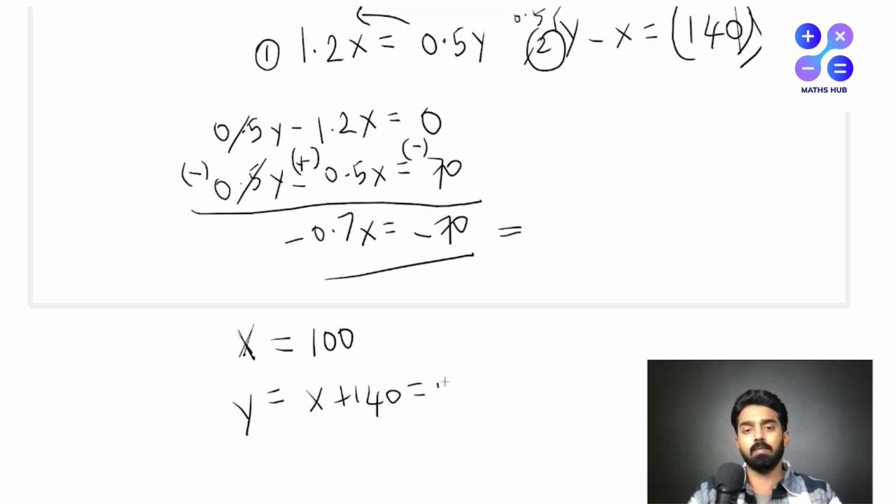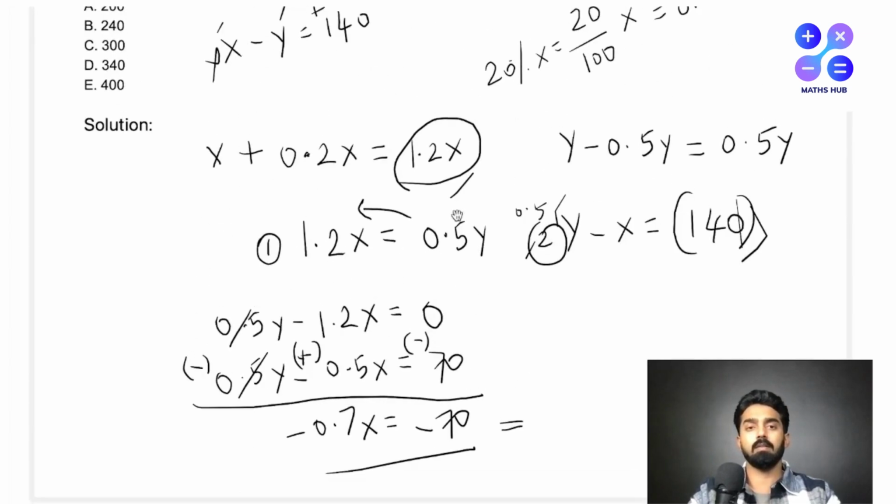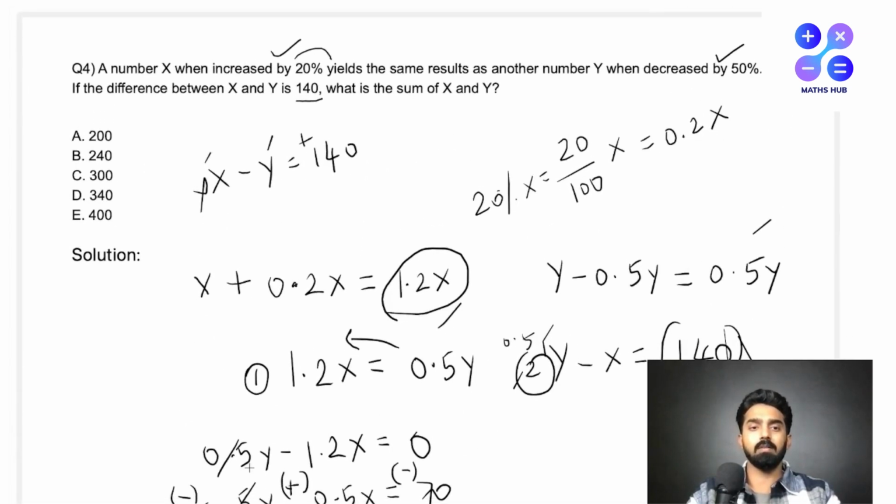So this is 240. Right, x is 100, y is 240. So let's go back. Now we need to find the sum of x and y. So we got x is 100 and y is 140, right? So the sum would be 240, which is option B.